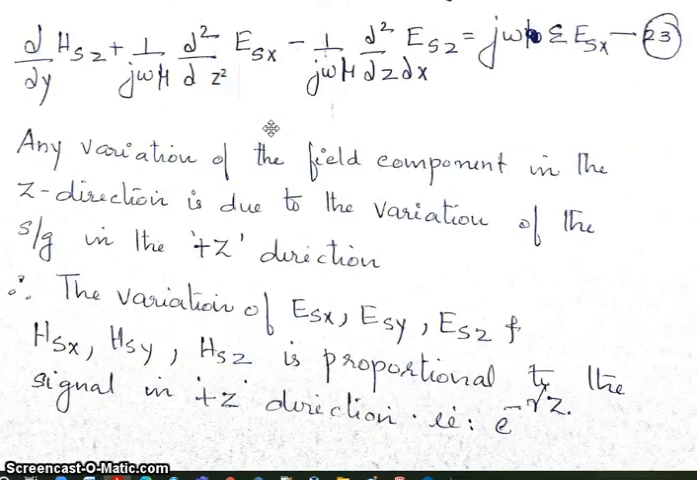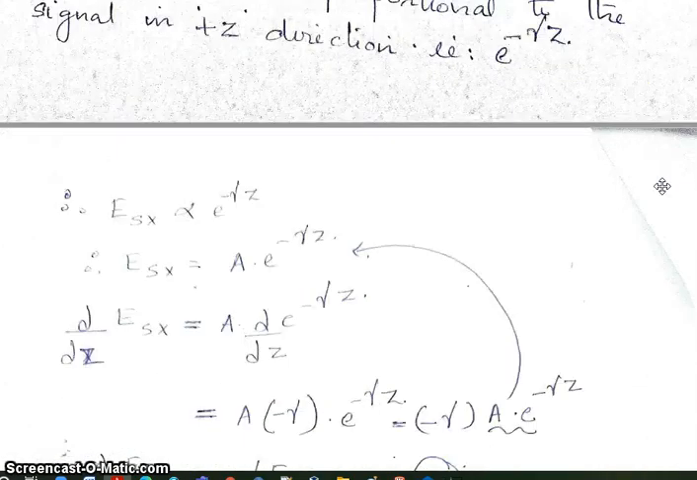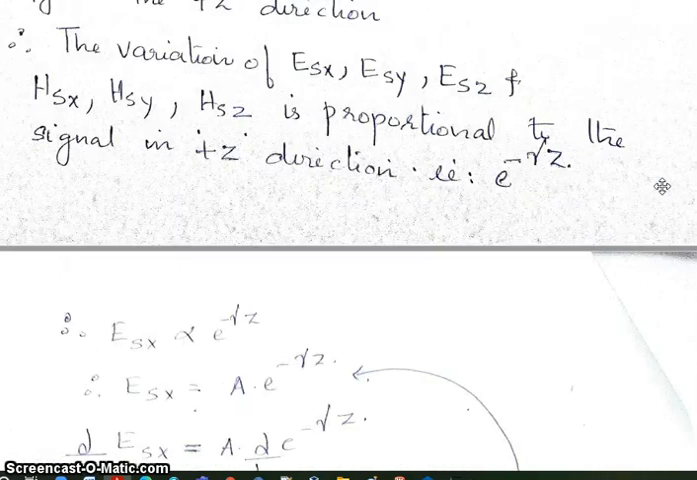We have equation 23: ∂/∂y Hsz + 1/(jωμ) ∂²/∂z² Esx − 1/(jωμ) ∂²/∂z∂x Esz = jωε Esx. That is equation 23. And as I said earlier, the electric field and magnetic field components are proportional to the direction of propagation of the wave. So I can write that Esx is proportional to exponential of minus gamma z.